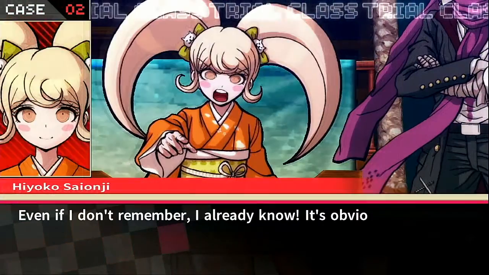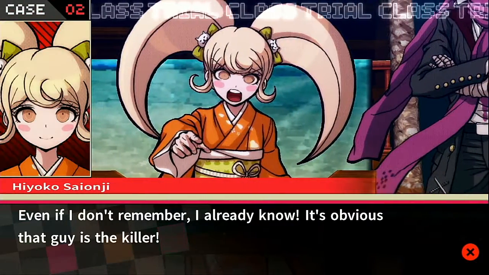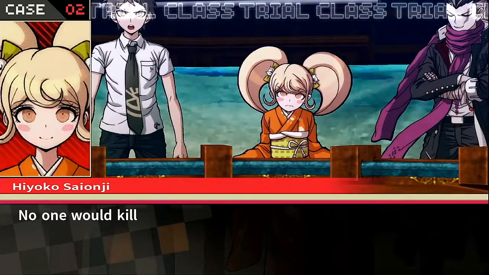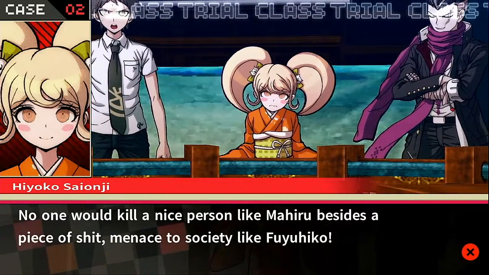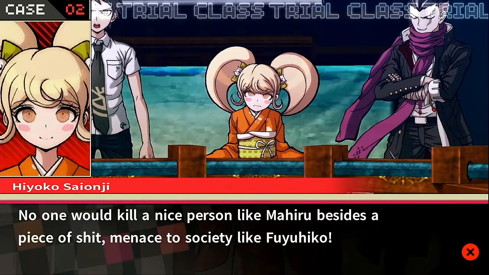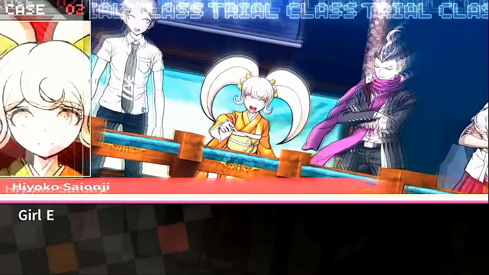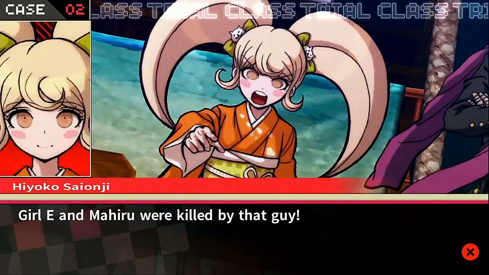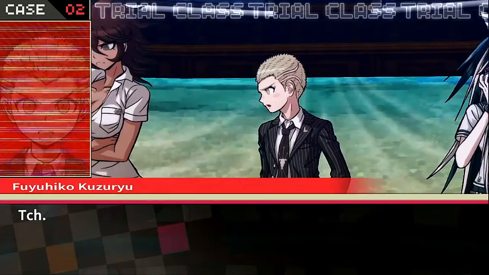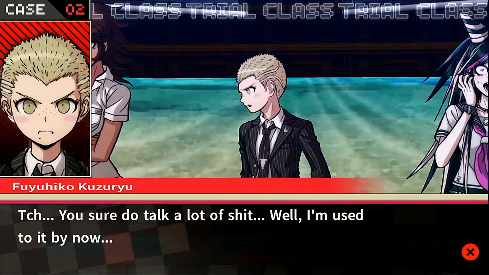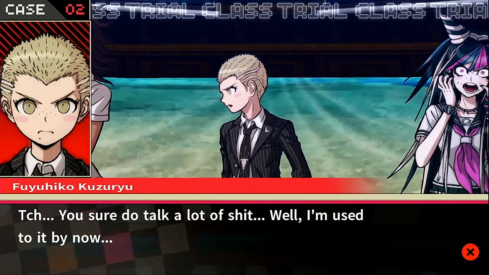Even if I don't remember, I already know. It's obvious that guy is the killer. No one would kill a nice person like Mahiru besides a piece of shit menace to society like Fuyuhiko. Girl E and Mahiru were killed by that guy. You sure do talk a lot of shit. Well, I'm used to it by now.